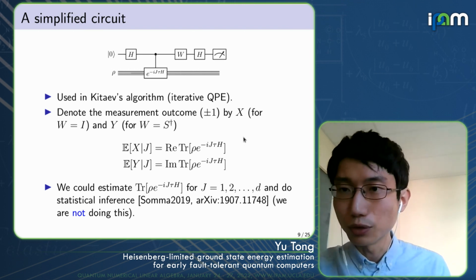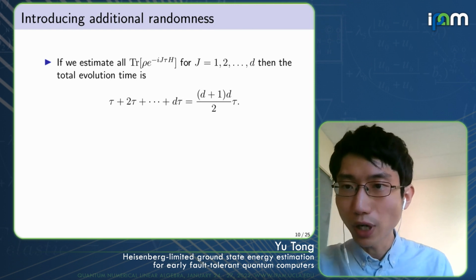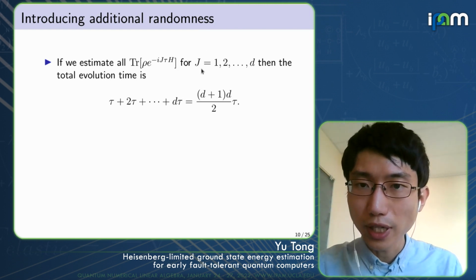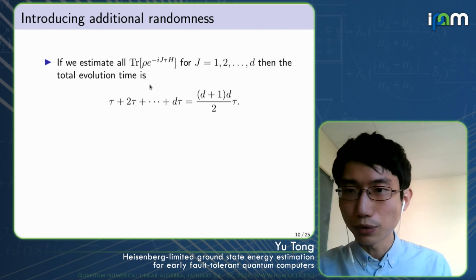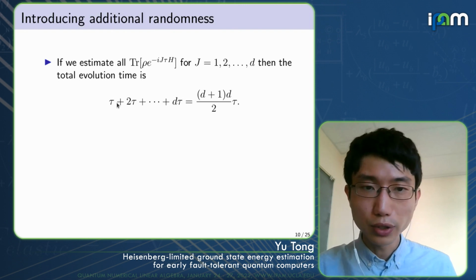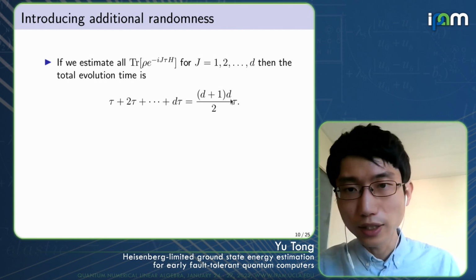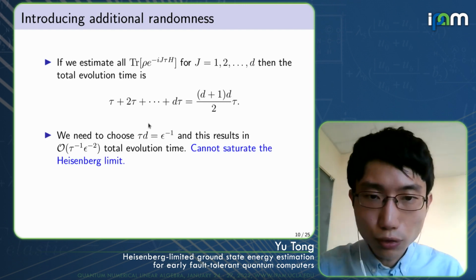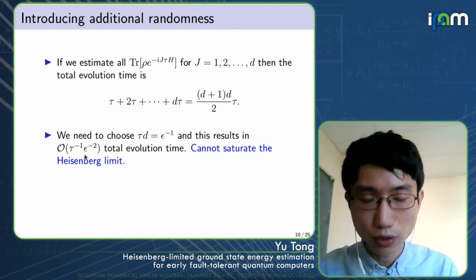However, I want to emphasize that we are not doing this in our algorithm. The reason is that let's first get a very rough estimate of the complexity of this approach. If we estimate all these quantities for J equal to 1, 2, all the way to D, let's compute the total evolution time required. Let's not worry about the precision at the beginning, and just say we run each time evolution only once. Then the total evolution time will be tau plus 2 tau plus all the way to D tau, which gives something like D squared times tau, up to a factor of 1/2. We will need to choose tau times D to scale as epsilon inverse. This results in a tau inverse times epsilon to the minus 2 total evolution time.